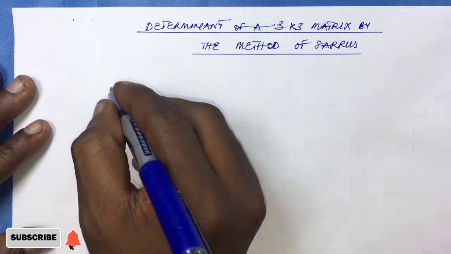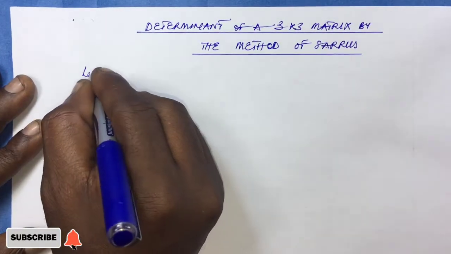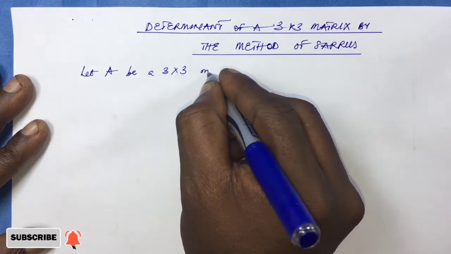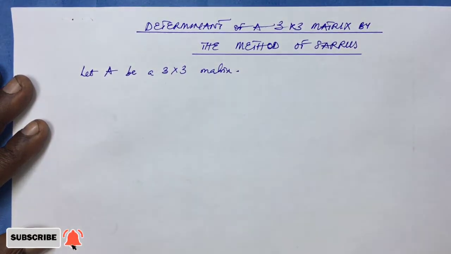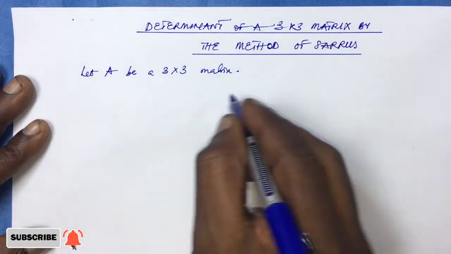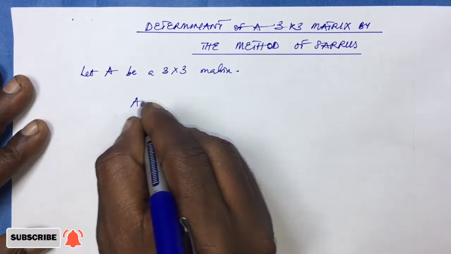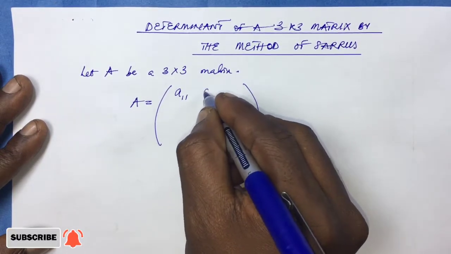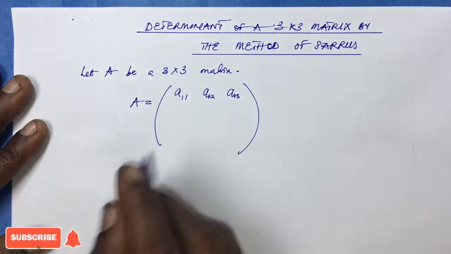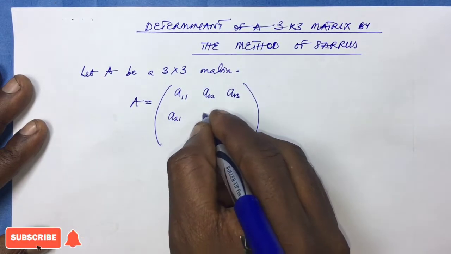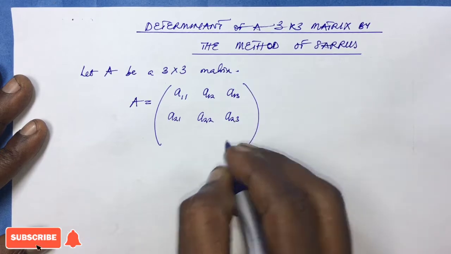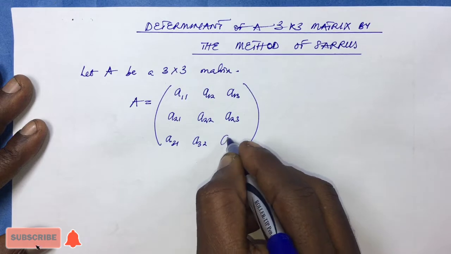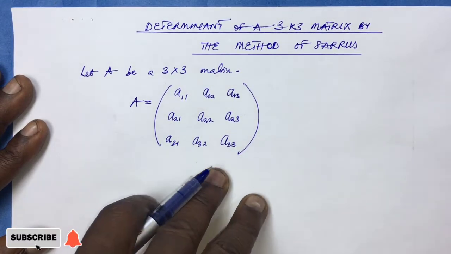So let us see. Let A be a 3x3 matrix. If A is a 3x3 matrix, then we can write A in this form: A11, A12, A13 as the elements of A in the first row, A21, A22, A23 as the elements of A in the second row, A31, A32, A33 as the elements of A in the third row.